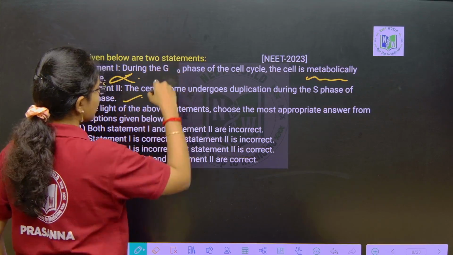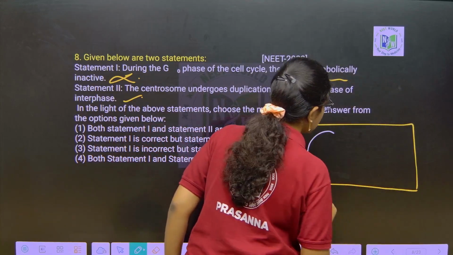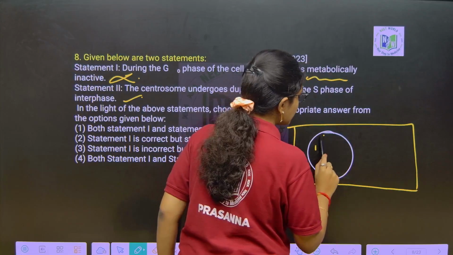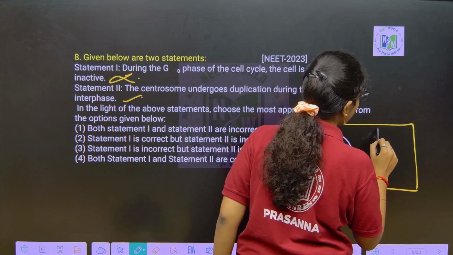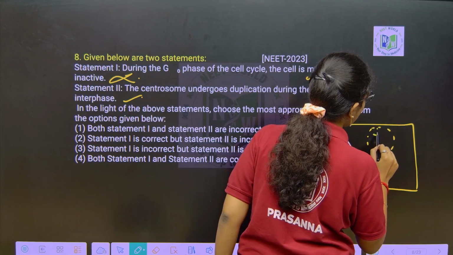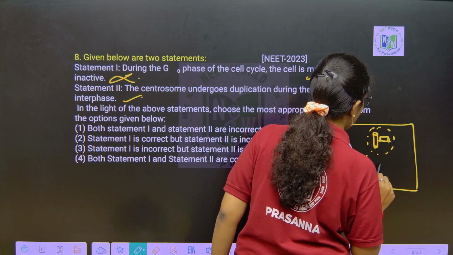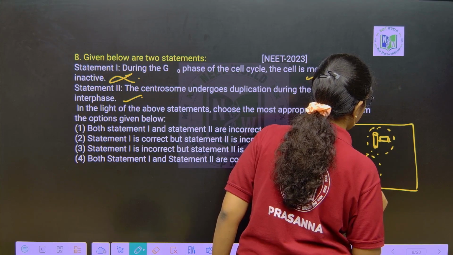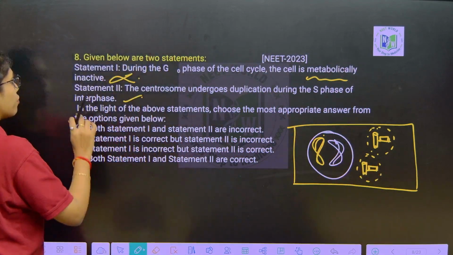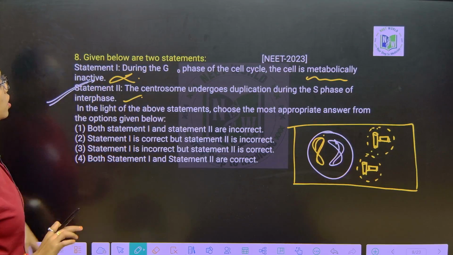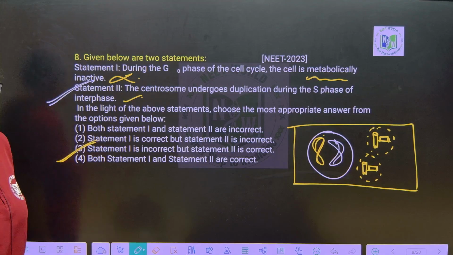Next, statement 2: the centrosome undergoes duplication during S phase of interphase. That is correct. Let us suppose this is a cell and this is the nucleus. Inside the nucleus the genetic material will get duplicated. Inside the cytoplasm, the centrosome with two perpendicular centrioles will get duplicated during S phase itself. So statement 2 is correct. 1 is wrong and 2 is correct. Option 3 will be the right answer.